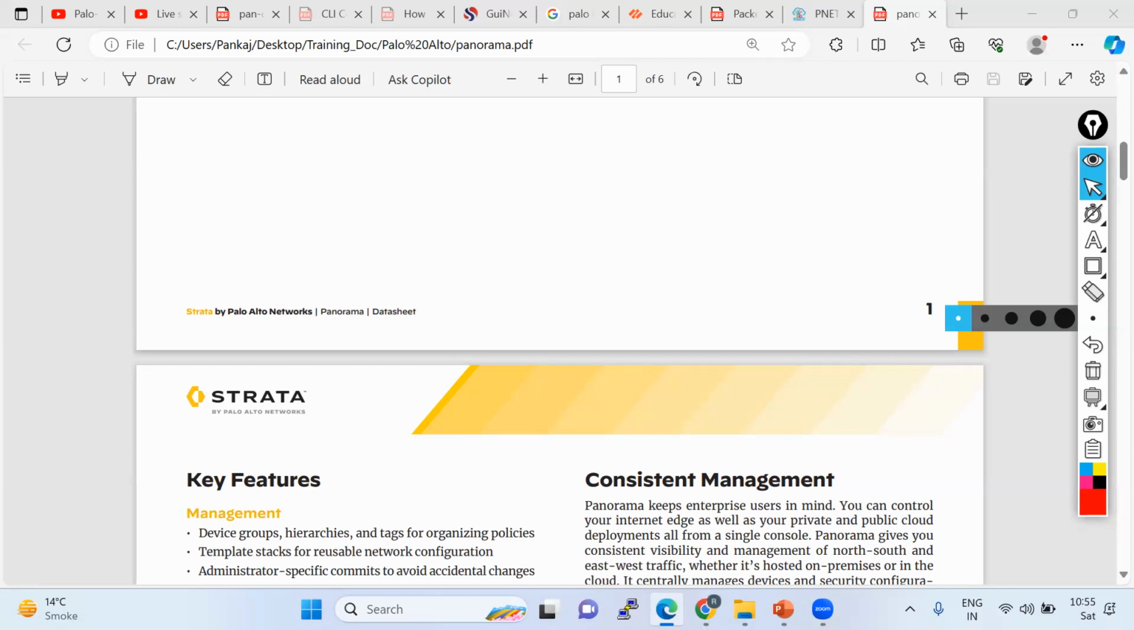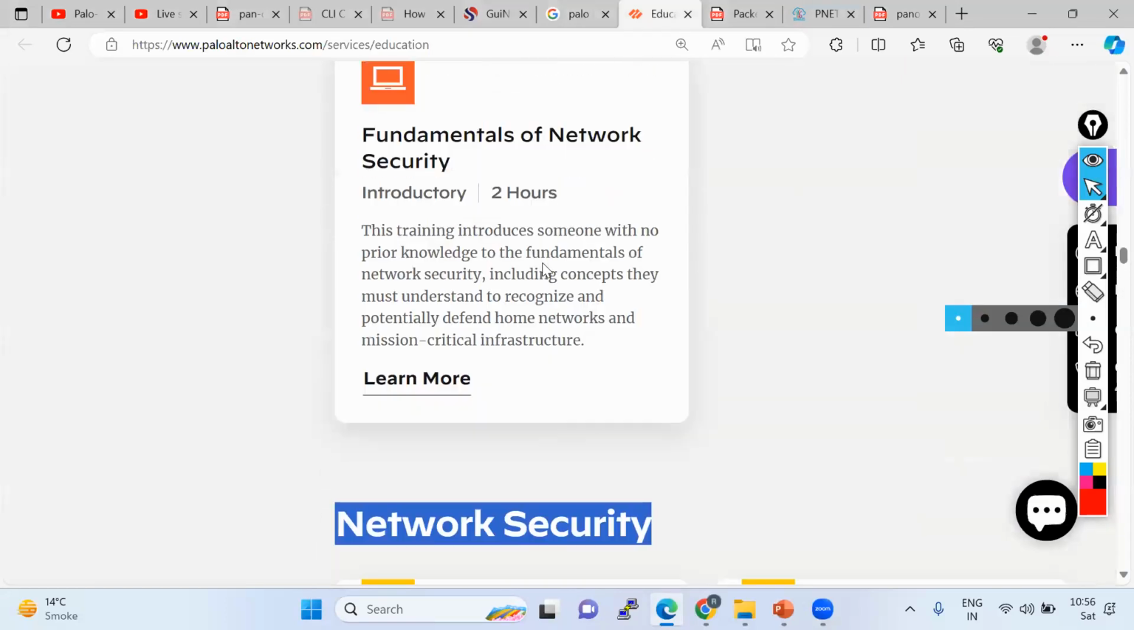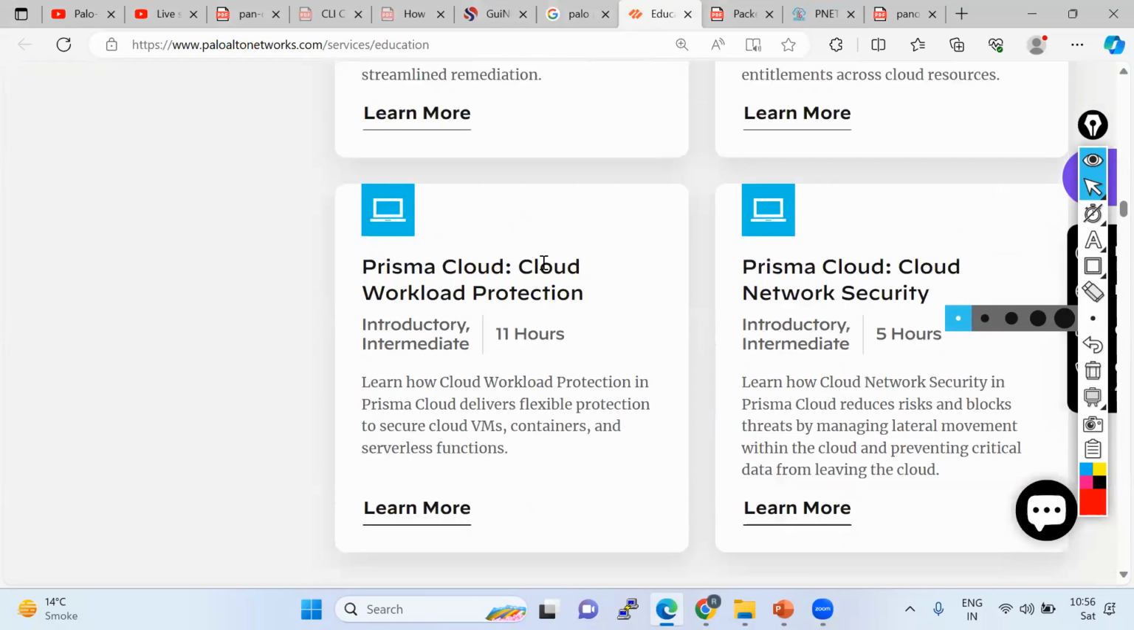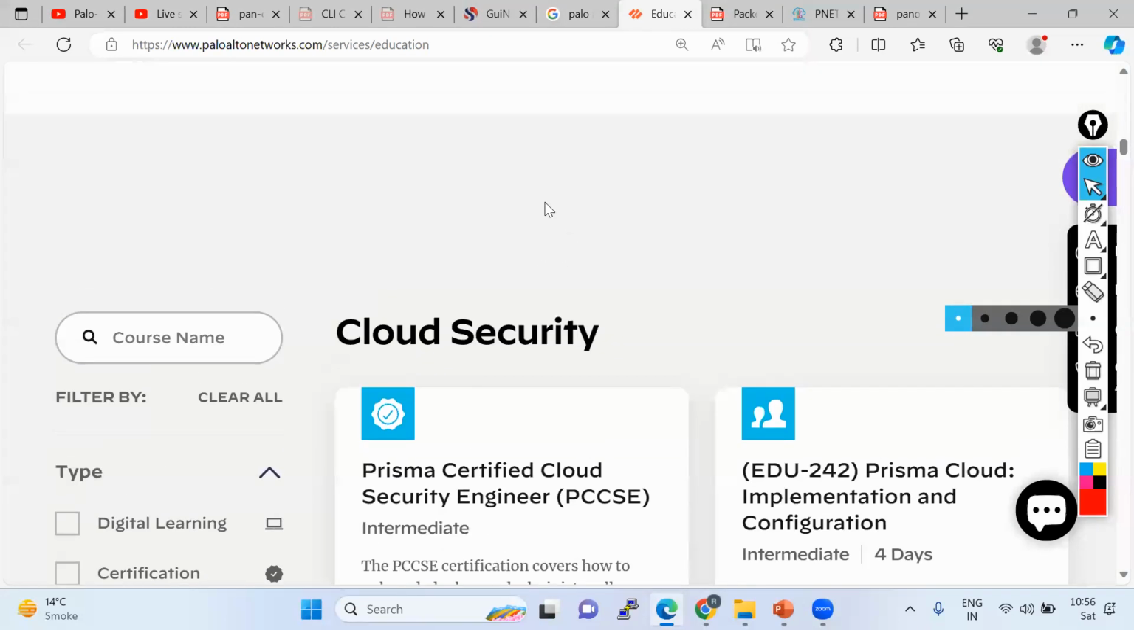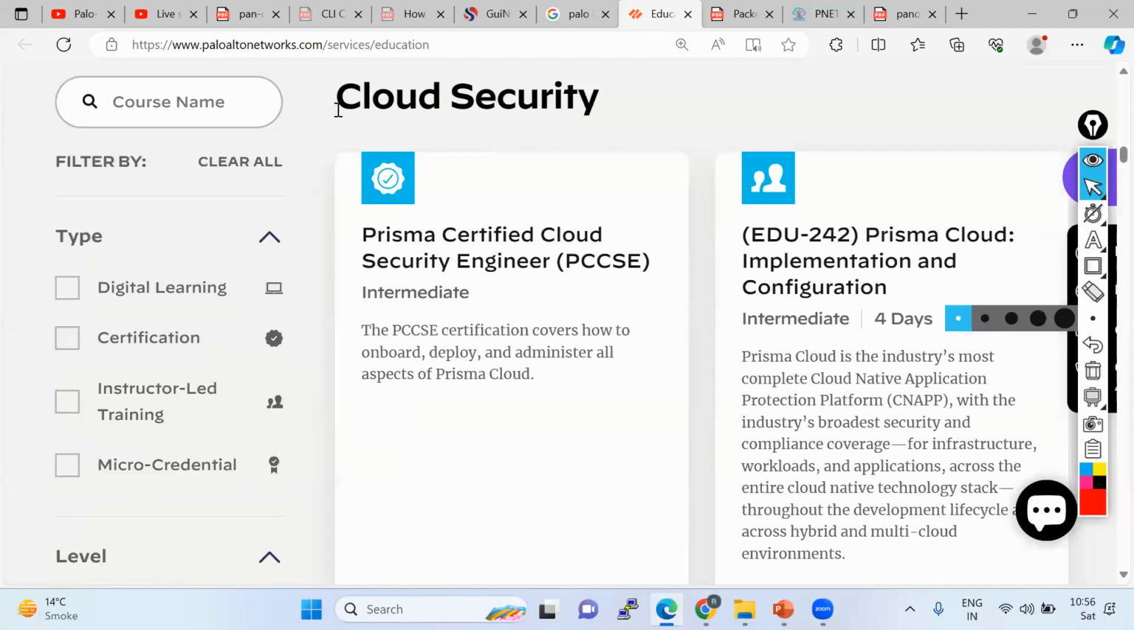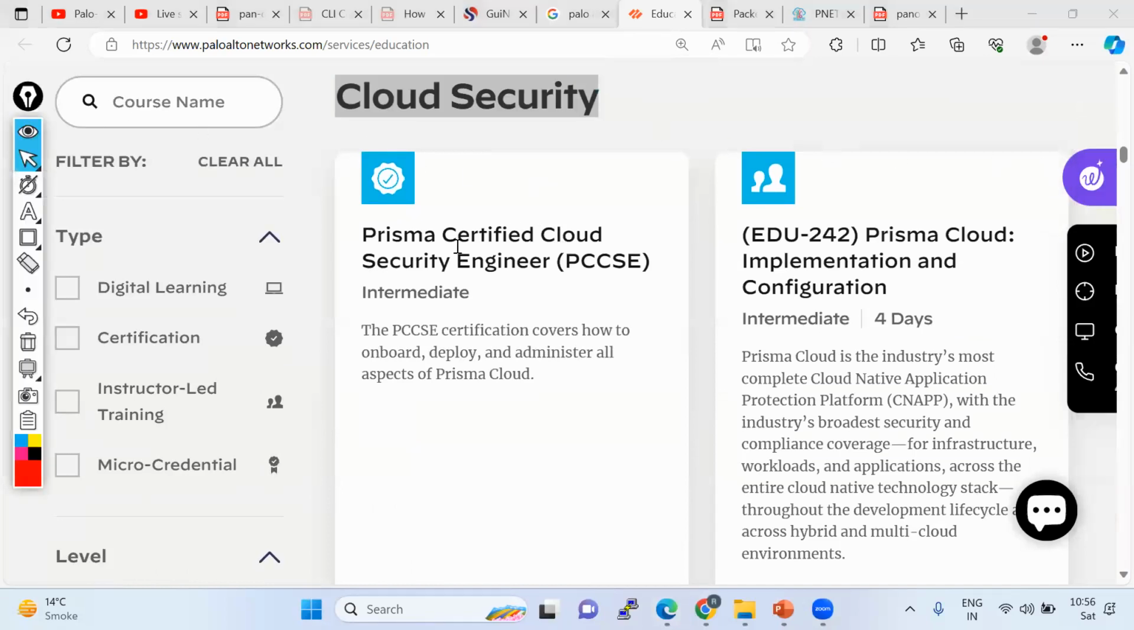All right. So let me come back to the certification part. Let me conclude that, because we have a lot of Q&A, since this is a basic section. So I was talking about Palo Alto certification. I am on the Palo Alto education network side. You can see we have cloud security, and in cloud security, we have the Prisma Certified Cloud Security Engineer, that is PCCSE.